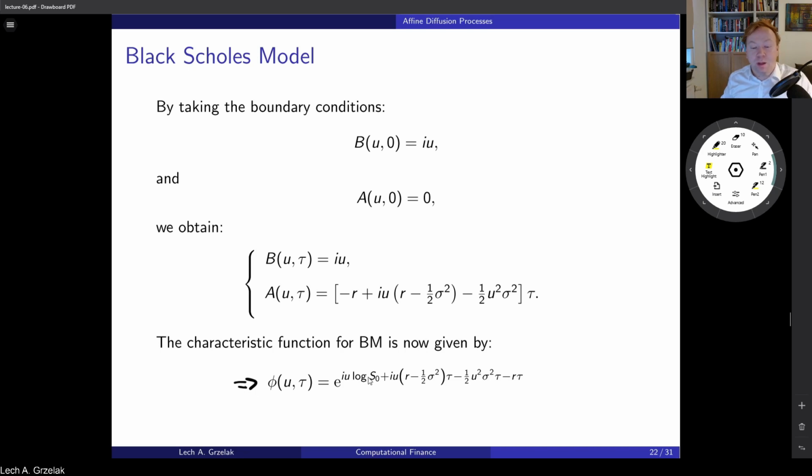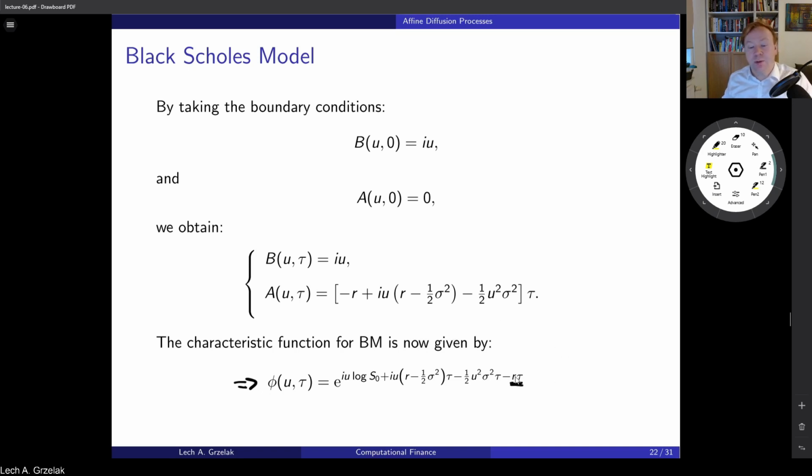So again, the characteristic function depends on the initial value of a stock, so it's log S0. We have a drift multiplied with tau times iu. We have a term corresponding to volatility, half u squared sigma squared tau. And we have a term which corresponds to discounting. So formally, this should be called the discounted characteristic function. This is because of this term here. However, it does not really matter.